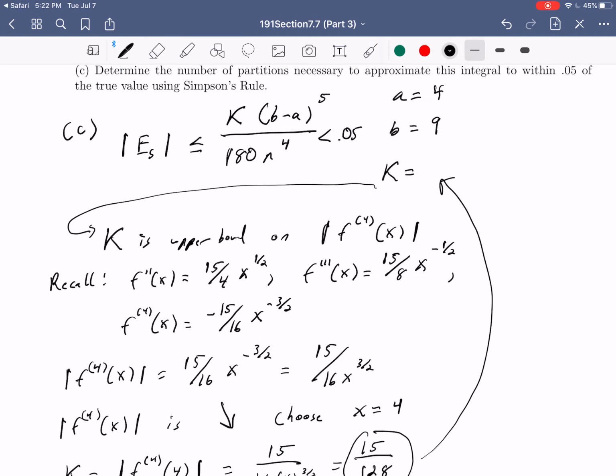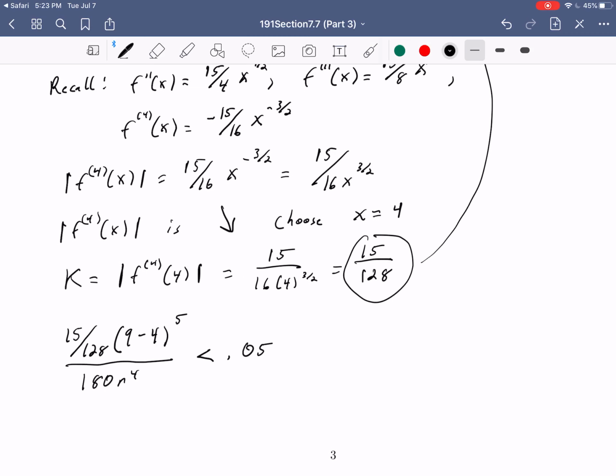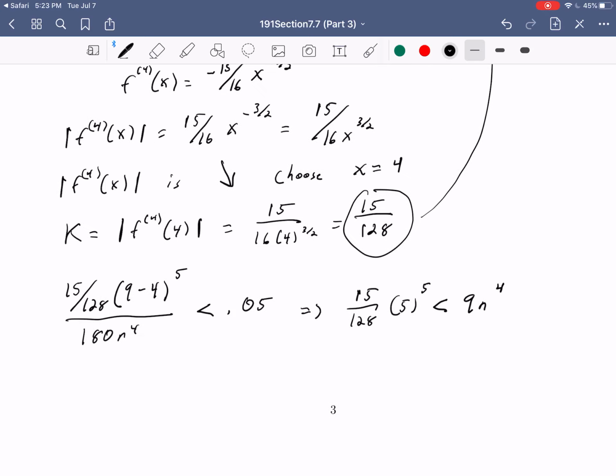So now we are ready to put this all together. So we have 15 over 128 times 9 minus 4 to the 5th over 180 n to the 4th, and that's still supposed to be less than 0.05. So we can begin by going ahead and multiplying this over onto the other side. If we do that, looks like we should go ahead and get 15 over 128 times 5 to the 5th is supposed to be less than 9 n to the 4th.